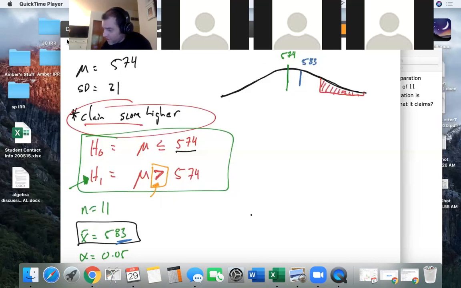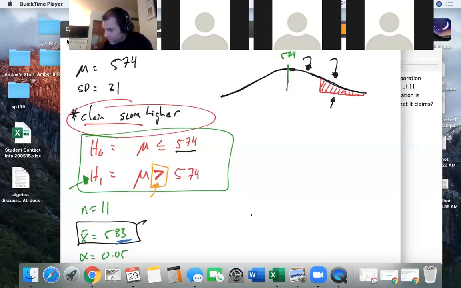And we're trying to see our value, this 583, where does it fall? Does it fall over here, or does it fall down in here? Where is that value going to appear in the distribution? If it comes down in here, that's the region of rejection, and then we can reject the null, and we're good. But we don't know that just yet, okay?